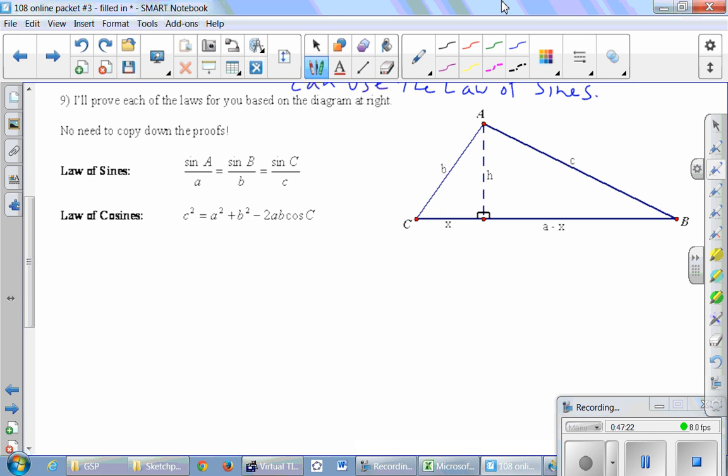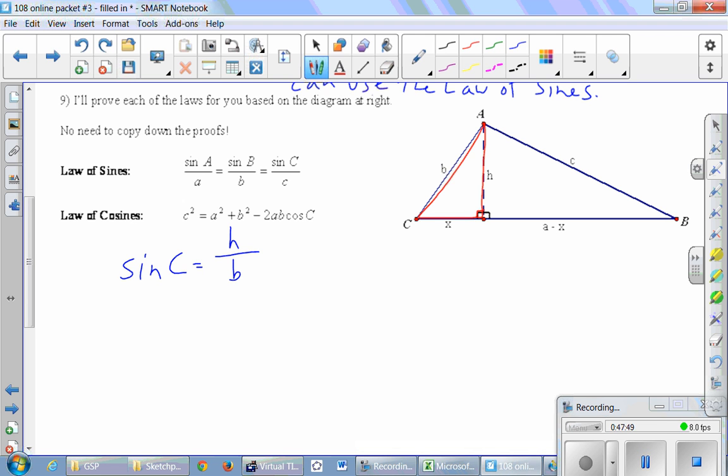Okay, first one I want to do is the law of sines. So I'm going to write down sine of c, and I want you to focus on just this one triangle right here, which is a right triangle, which means we can use SOHCAHTOA. And so if we want to find the sine of c, we'll use SOHCAHTOA, opposite over hypotenuse. Opposite is h. Hypotenuse of that triangle is b, and we're done there.